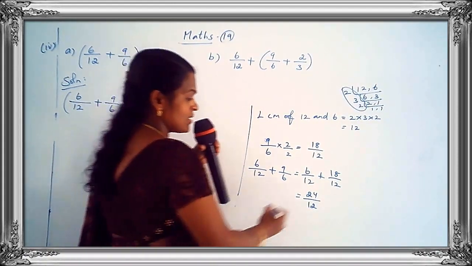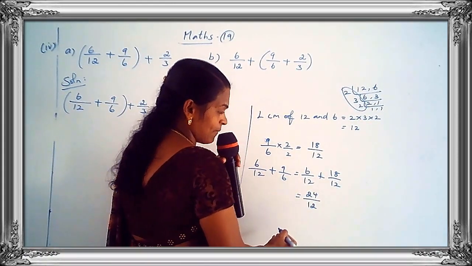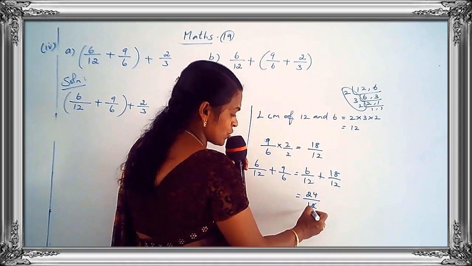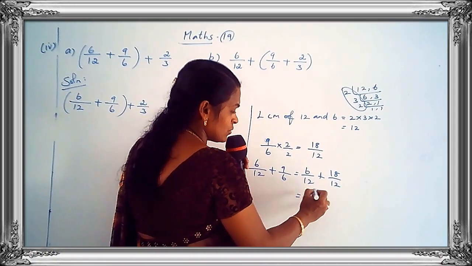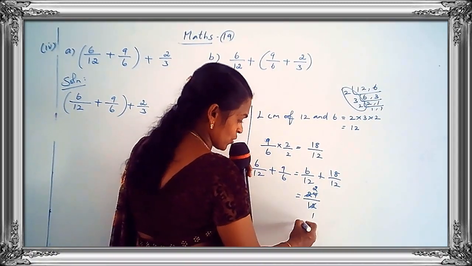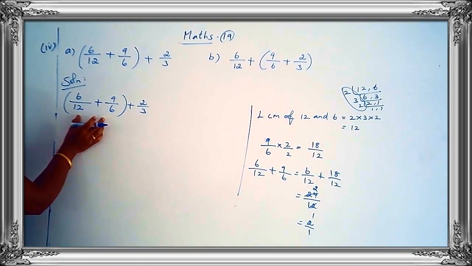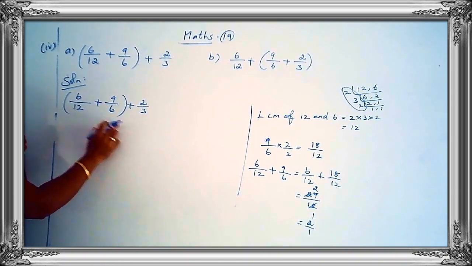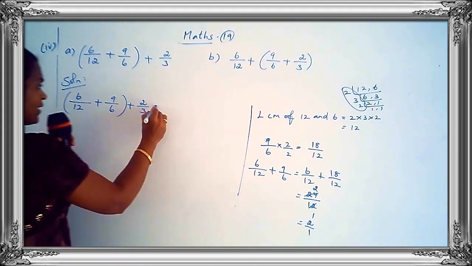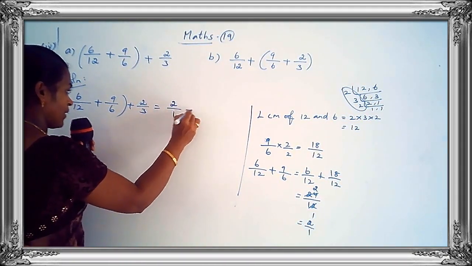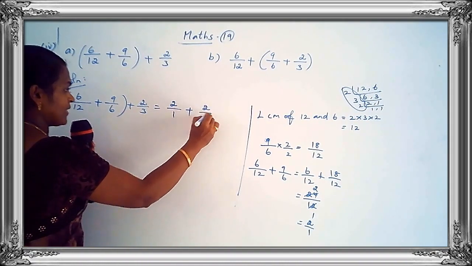Yes children, so now 24 upon 12. 1 twelve is 12, 2 twelves are 24. So your answer is 2 upon 1. Yes children, so the value of 6 upon 12 plus 9 upon 6 is 2 upon 1. Okay, so now 2 upon 1 plus 2 upon 3.